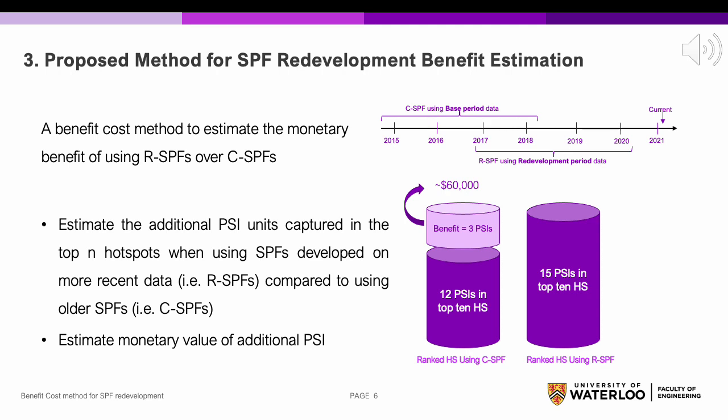Then this PSI unit can be easily converted into a monetary value using societal costs. So in our example, it was estimated that the worth of one PSI unit is about $20,000. So the benefit of 3 PSI will be equal to something around $60,000.